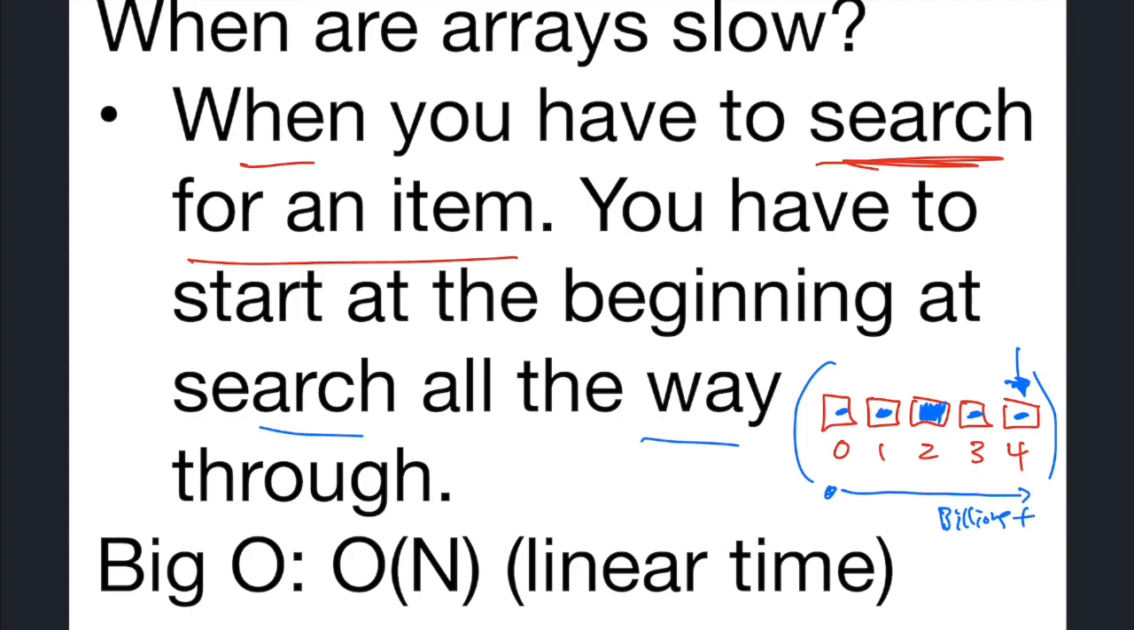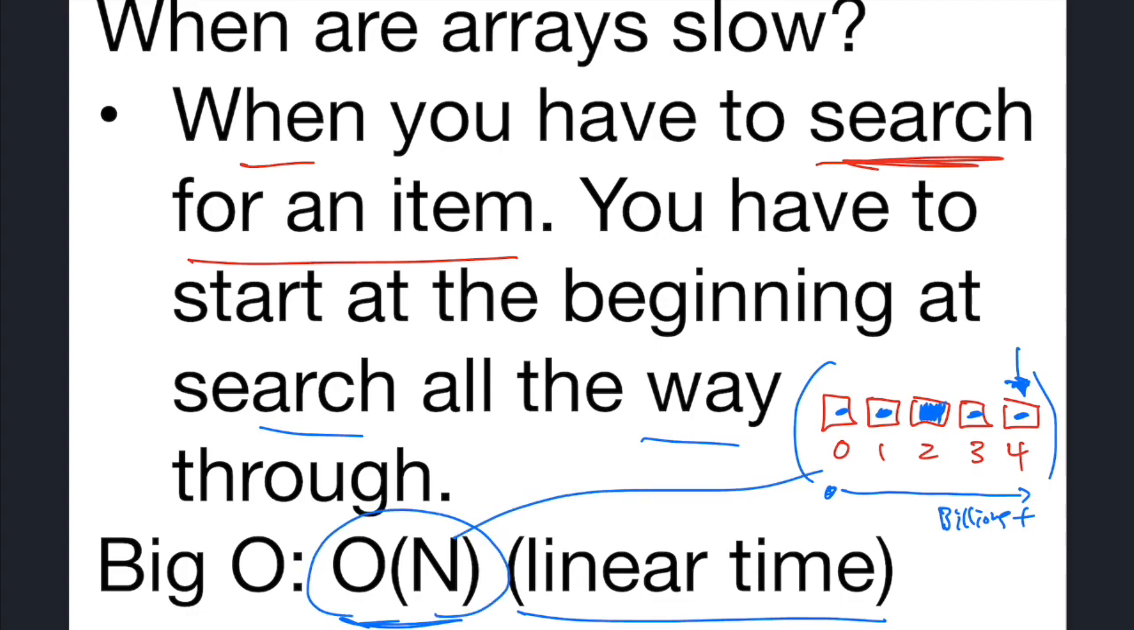So that is big O notation of linear time. It's O of n, where n is the number of elements in the array. That's the worst case scenario for the runtime of this algorithm.